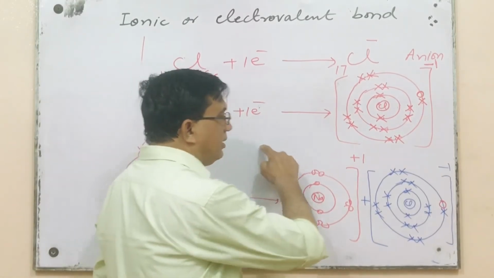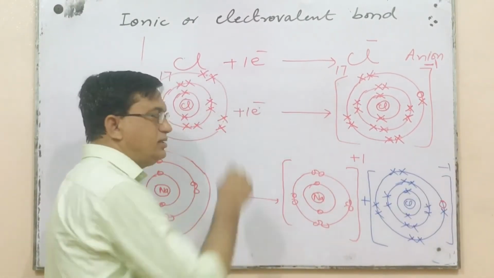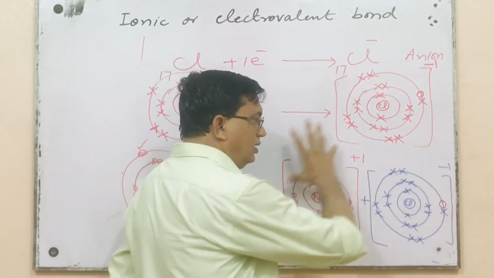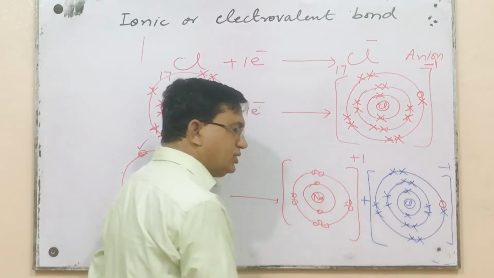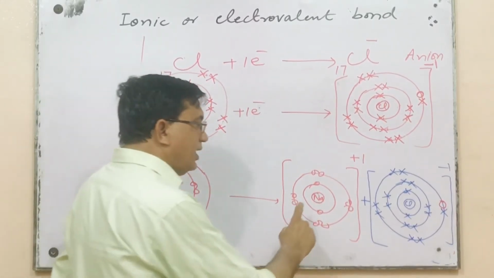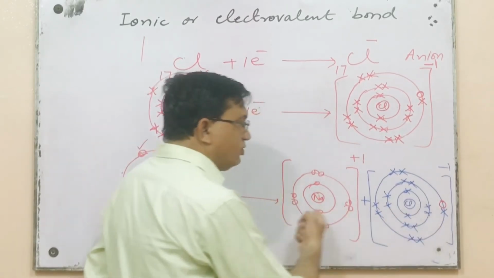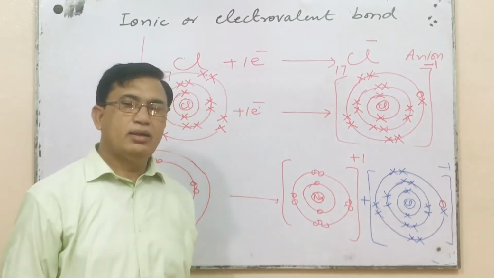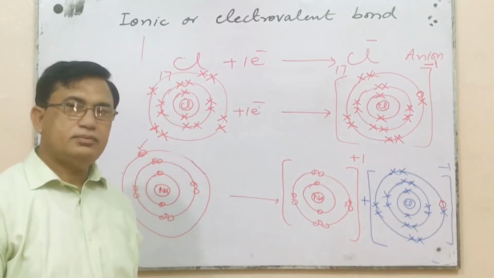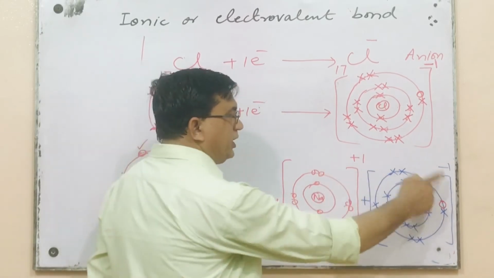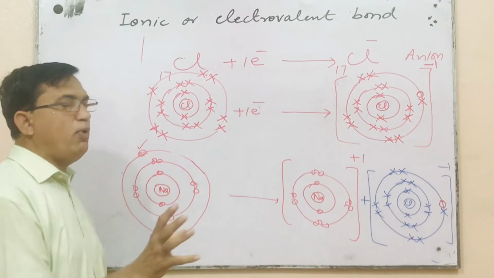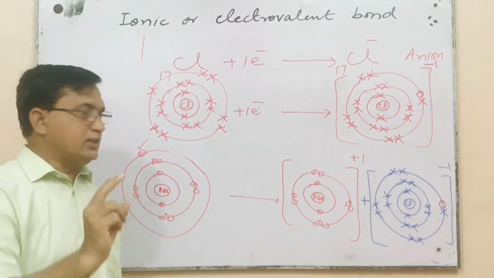Now remember, in case of ions, the electronic configuration of all the ions will be definitely just like noble gas electronic configuration. When noble gas electronic configuration is attained, then the electrostatic force of attraction between cation and anion is called an ionic bond. Now this electrostatic force of attraction depends upon two factors mainly.